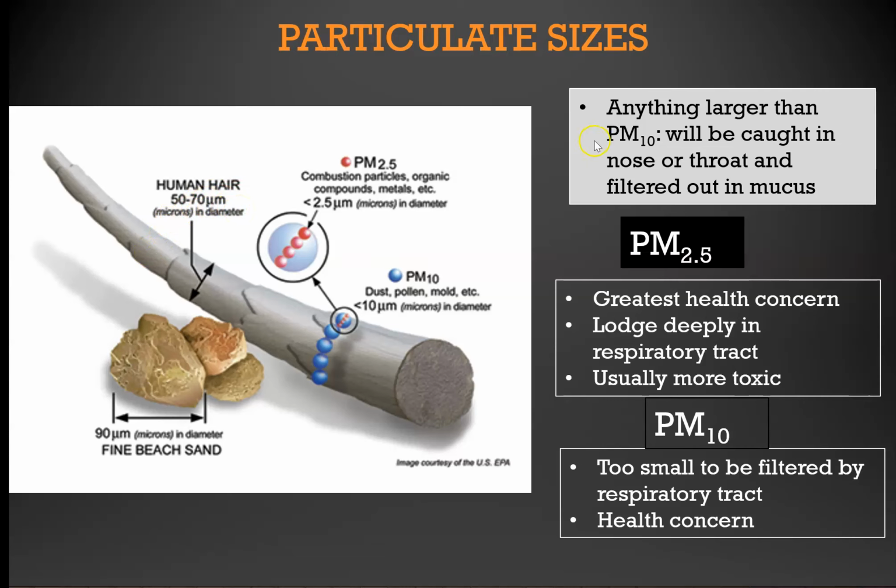Anything larger than 10 microns will generally be caught in your nose and your throat, and then it'll be filtered back out as mucus. So anything that's larger than these blue guys here will not make it into your body and cause damage. Particulates are very, very small, as you can tell. The blue guys here are particulates that are 10 microns, and they are things like dust and pollen.